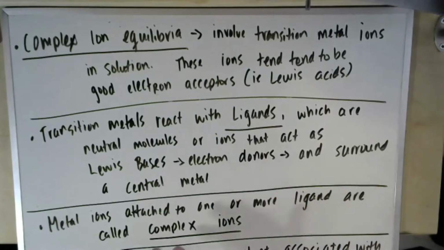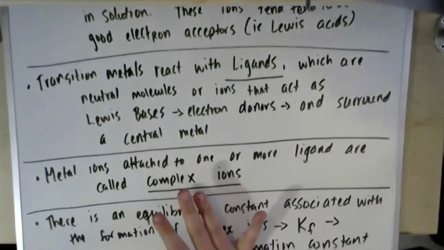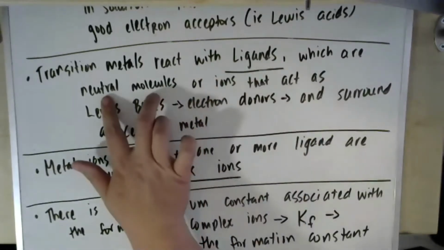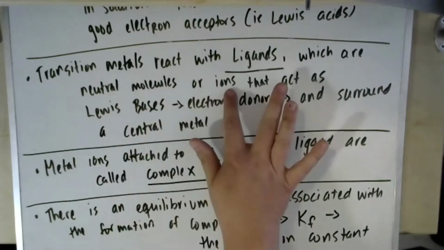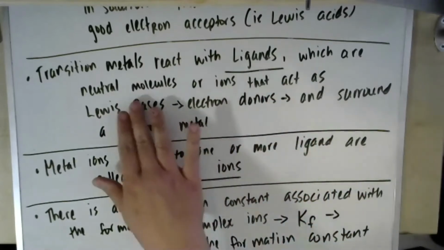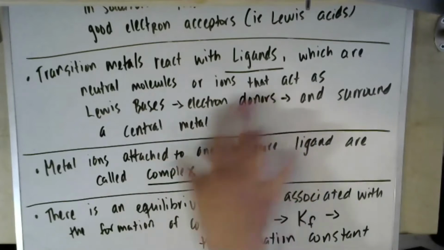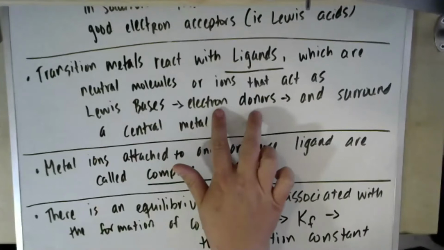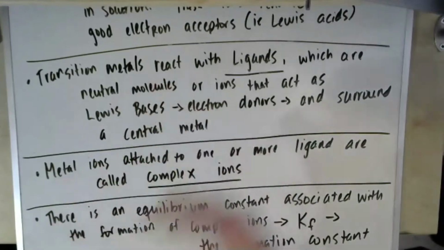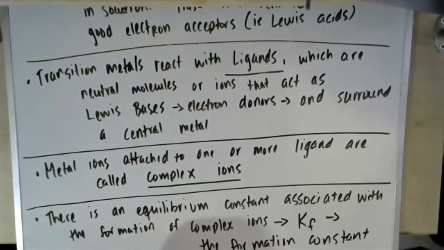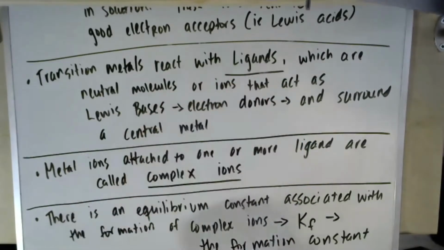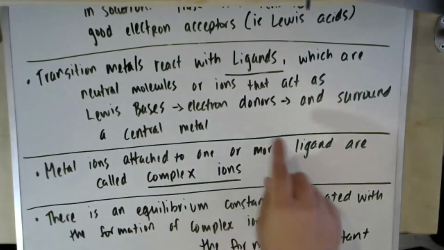These transition metals are going to interact with what are called ligands. And ligands are either neutral molecules or sometimes they're ions. Whether they're neutral or they're ions, they're going to act as Lewis bases. And they are going to have electrons which they can donate to the transition metals. So these ligands are going to act as your Lewis bases. Your transition metals are going to act as your Lewis acids. And the ligands are going to surround your central metal.